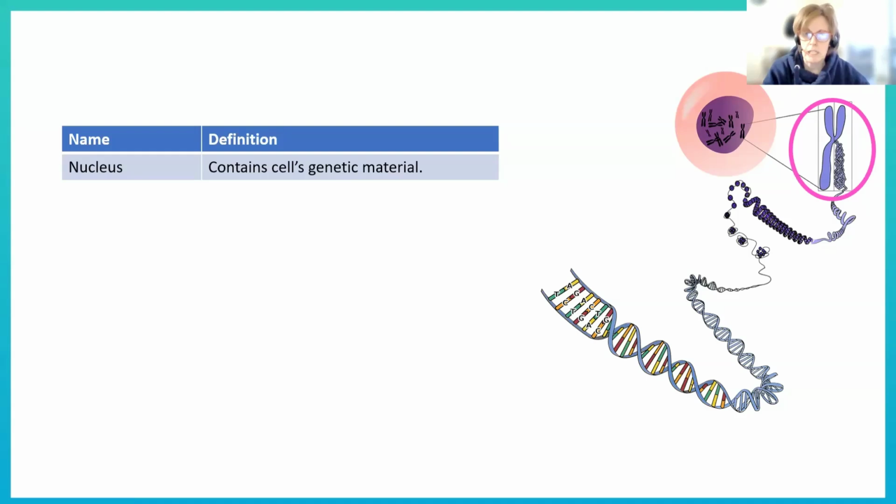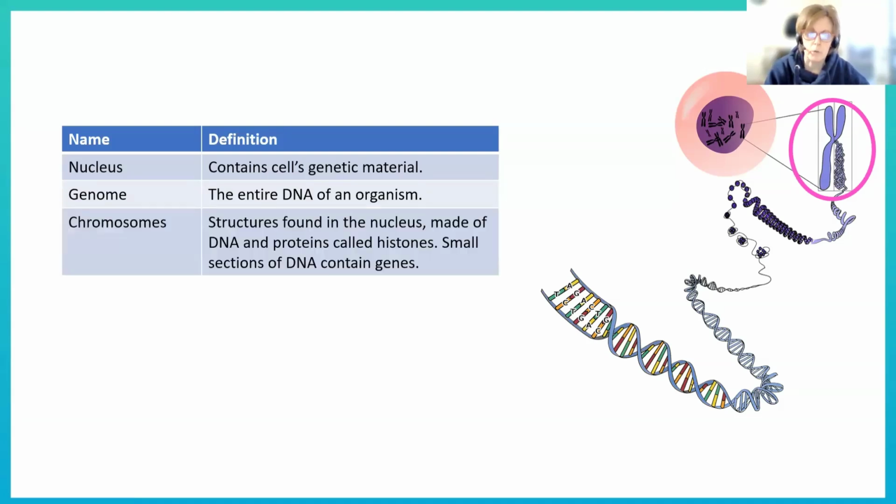What we can see on the screen is a typical animal cell. You can see the dark purple bit there is the nucleus. The nucleus contains or houses the genetic information. The genetic information is found as chromosomes, and you can see that circled there in a pink circle. That's a chromosome. Those chromosomes together make up the genome, and that's the entire DNA of an organism. So chromosomes are the structures that our DNA is ordered into. It's how they're packed up.